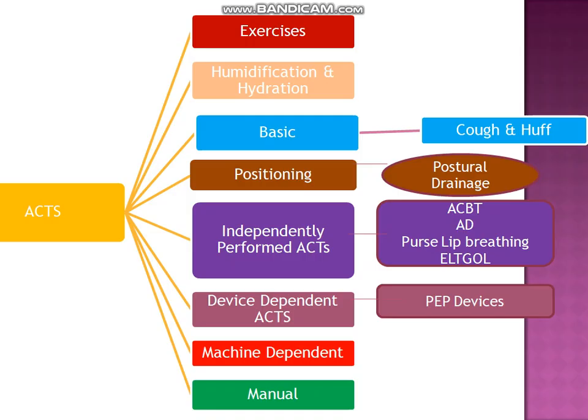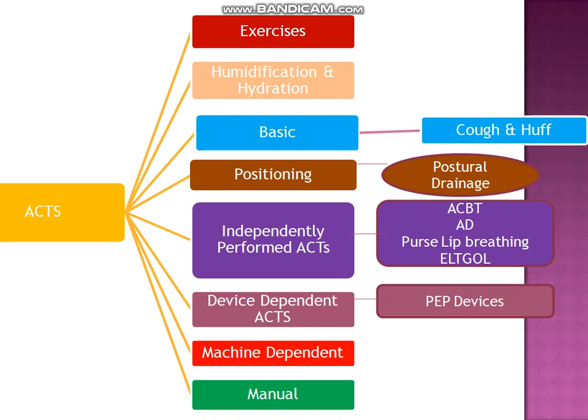Then we could classify the airway clearance techniques in 8 ways. First are the exercises, then humidification and hydration, then the basic airway clearance techniques such as coughing and huffing, positioning such as postural drainage, independently performed airway clearance techniques such as ACBT or active cycle of breathing technique, and autogenic drainage technique or AD, pursed-lip breathing technique and Elgort technique. We would be discussing these techniques in the coming sessions.